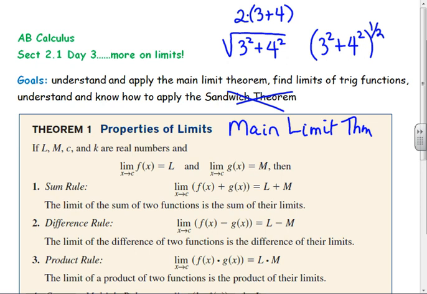You can't distribute an exponent over addition because this is the square root of 9 plus 16, which is the square root of 25, which is equal to 5. Whereas if you distribute here incorrectly, you're going to get 3 plus 4, which is 7, and they're not equal.